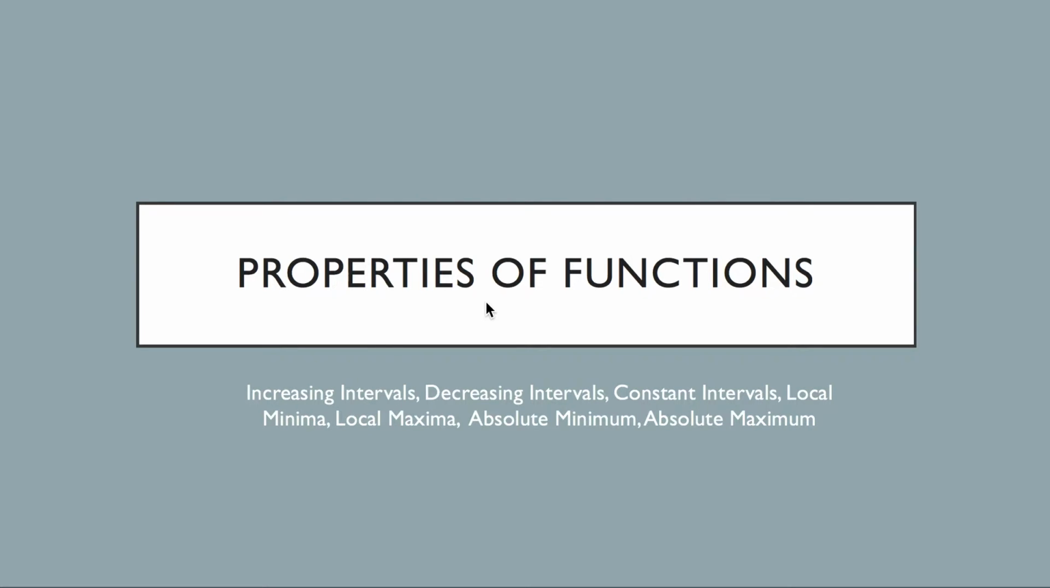So in this section, we're going to start talking about properties of functions. Specifically, we want to be able to look at the graph of a function and determine where the function is increasing, decreasing, or constant. We also want to be able to look at a graph and identify points that are local extrema, which means local minimum, local maximum points, and also find the absolute minimum and the absolute maximum for the graph.